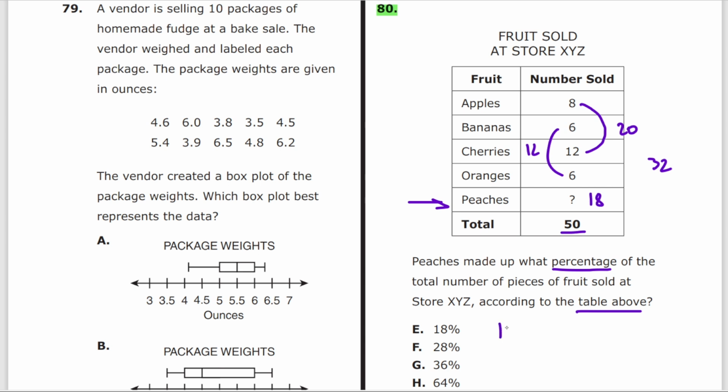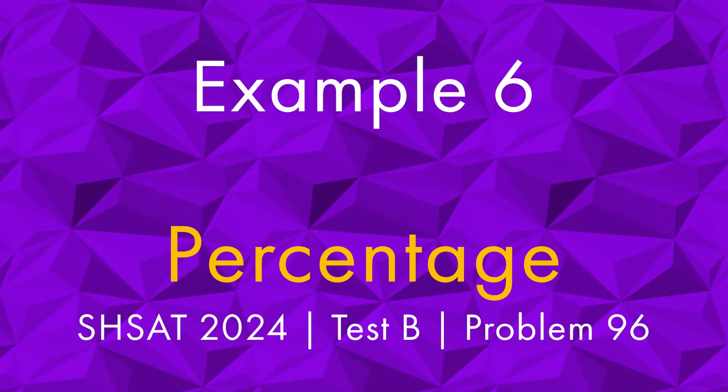Now we have to convert 18 out of 50 into percentage. Multiply by 2 over 2, you get 36 over 100, which is equivalent to 36%, and the answer is G. And we are almost done.